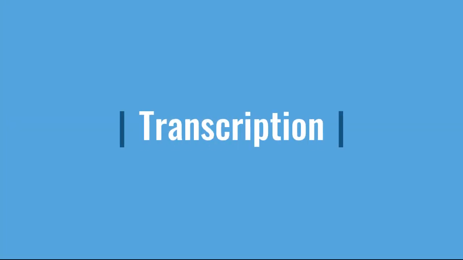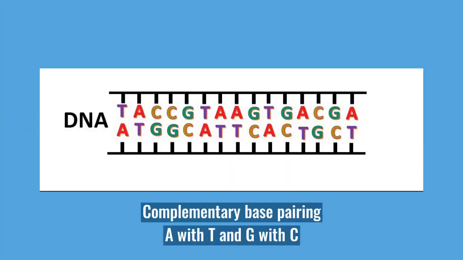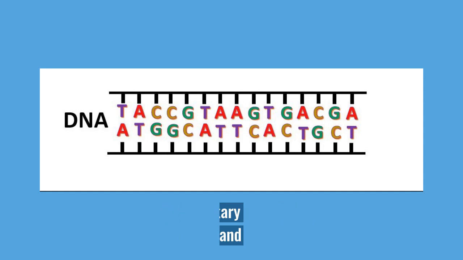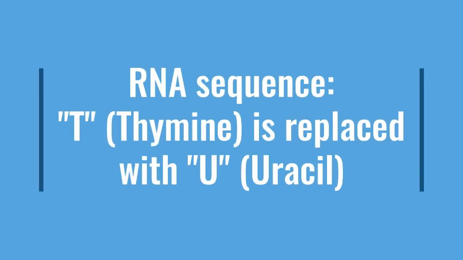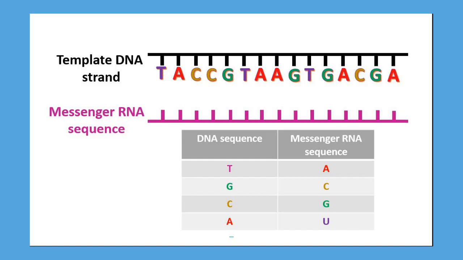So first, let's explore transcription. DNA normally occurs in two strands, with the bases located opposite from each other being complementary. So this means that A is always found with T and G is always found with C. During the process of generating the messenger RNA, one strand of DNA acts as a template. One of the differences between the DNA code and the RNA code is that the RNA code doesn't have any T's, and instead the T's are replaced by U's.